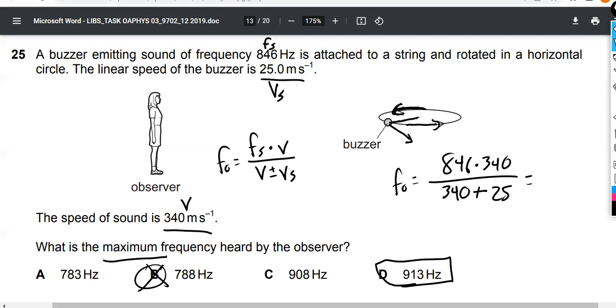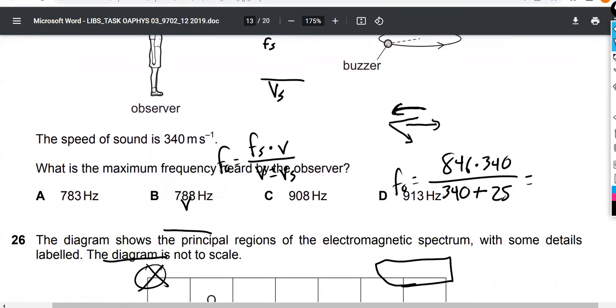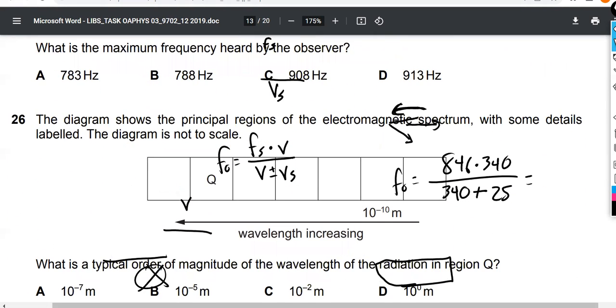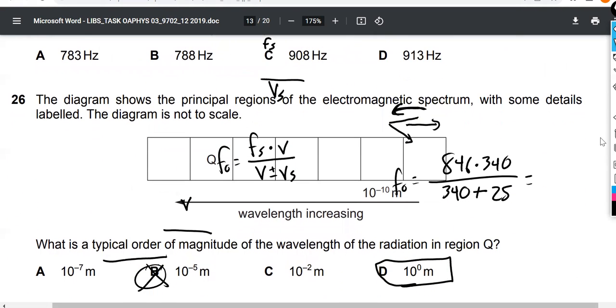Moving right along to question number 26, we've got a question which is about the principal regions of the electromagnetic spectrum.